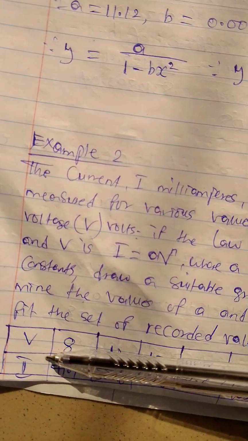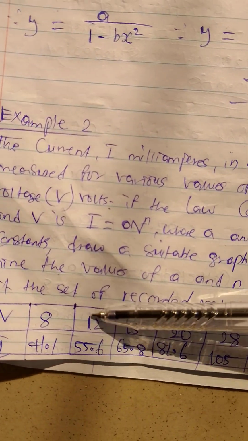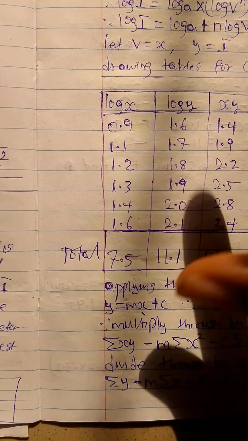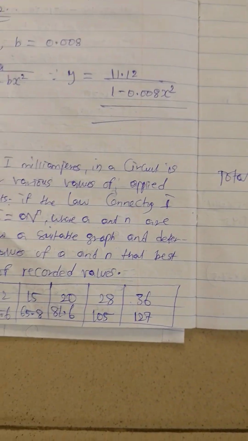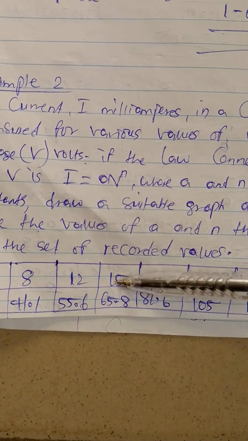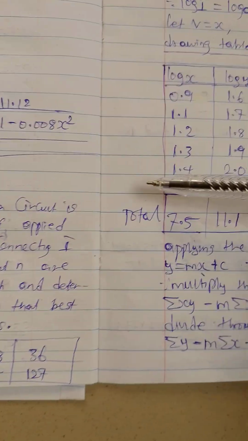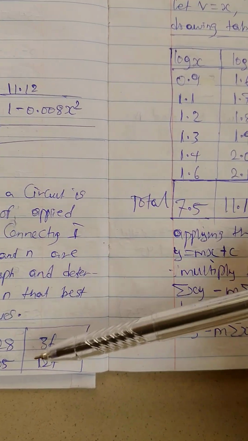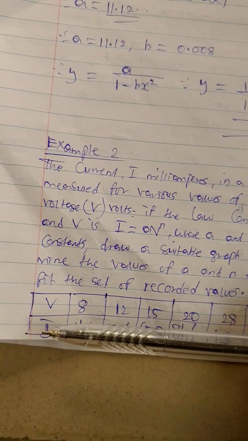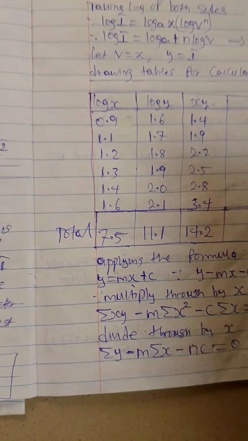So if you check now, log 8 is 0.9. Log 12 is 1.1. Log 15 is 1.2. Log 20 is 1.3. Log 28 is 1.4. And log 36 is 1.6. The same thing, log 41.1 is 1.6. Okay, the same. So therefore, what's next?